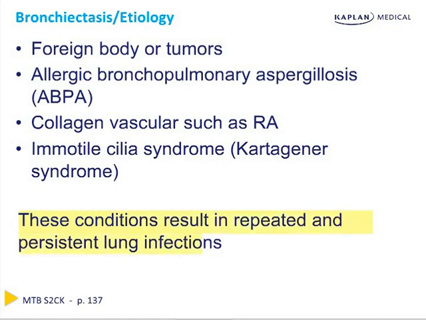The bottom line is that all of the above-mentioned conditions result in repeated and persistent lung infections. These repeated and persistent lung infections cause destruction of the large airways, which results in their remodeling into larger and more dilated airways. So again, any condition that causes repeated and persistent lung infections can cause bronchiectasis.